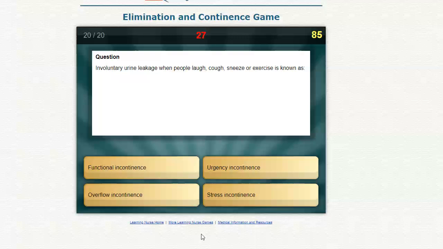Involuntary urine leakage when people laugh, cough, sneeze, or exercise is known as what kind of incontinence? Think about what each of them represents. It's stress.